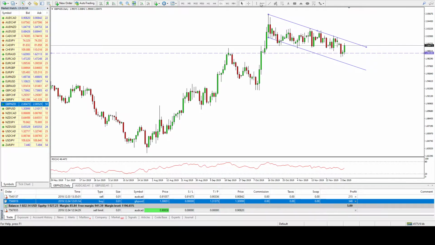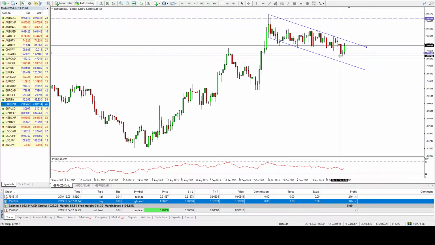And my goal was right up here. So by mistake, I closed it with minus 13 pips, something like that. So I closed it right down here, actually. Yeah, right down here.